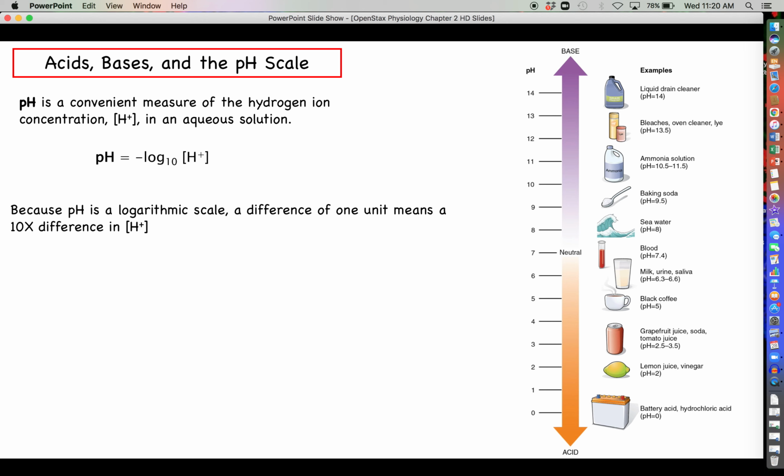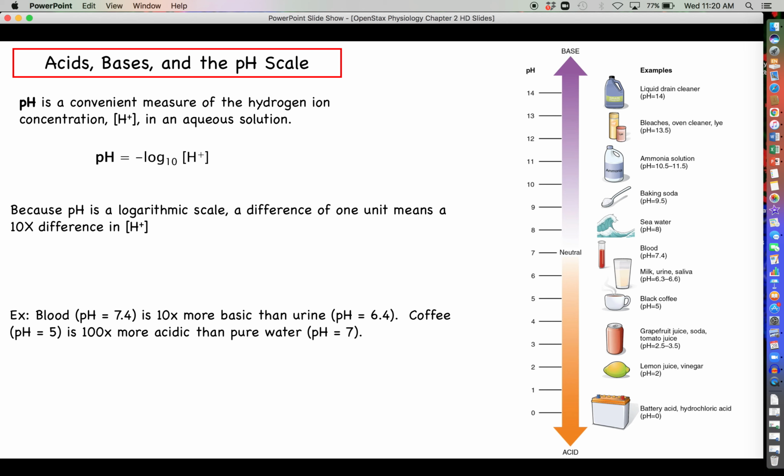If there is a 2-unit difference, then that would mean a 100-fold difference. If there's a 3-unit difference, that would indicate a 1,000-fold difference. So you can hopefully see where we're going with that. Let's take some of the examples in the figure that shows us the pH of different substances and where they fall on the scale, and let's use this as an example to work with.